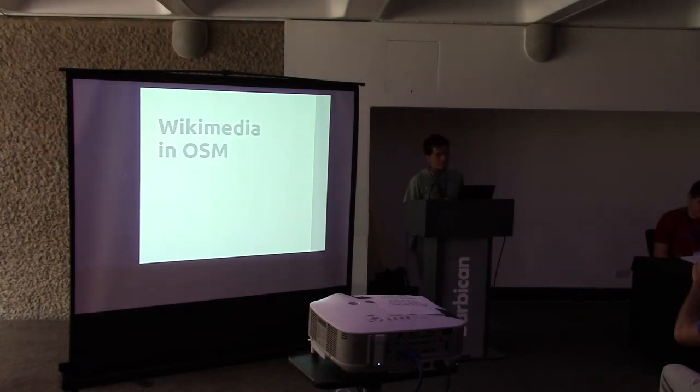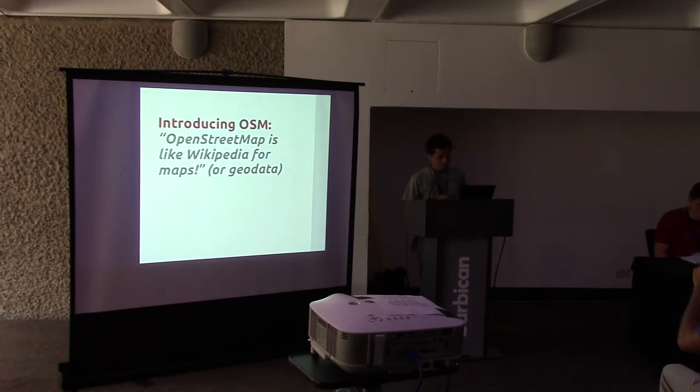So first of all, about how OpenStreetMap is using stuff from the Wikimedia world for its projects. When we teach people about OpenStreetMap, we always tell them it's like Wikipedia for maps. That's the easiest way we can think of to explain what OpenStreetMap is. OpenStreetMap is like Wikipedia for maps, or more specifically for geodata. Most people think of maps as an image or the thing that you draw on something. But actually, we collect geodata, so coordinates, lines, and shapes, and the attributes that go along with them, such as what type of object it is, if it's a map or a restaurant, the name, the address, and stuff like that.